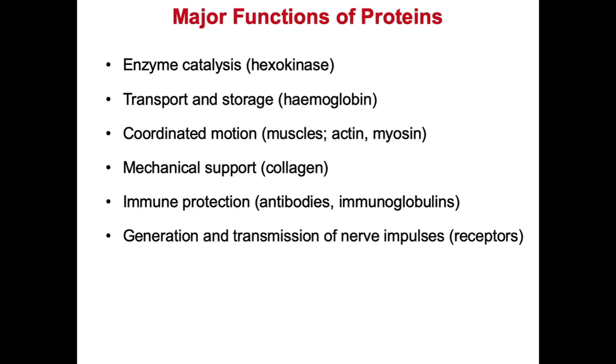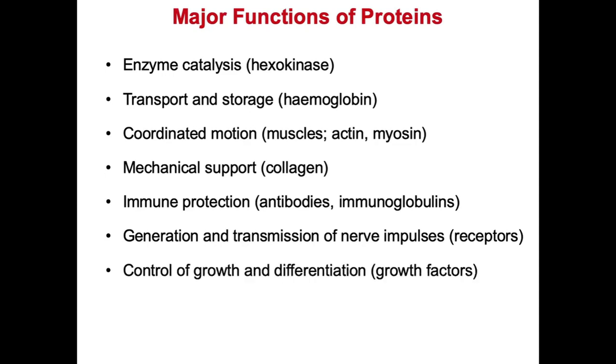Generation and transmission of nerve impulses. So receptors in the body that respond to signals are also made of protein. And they also control growth and differentiation. So many of the factors that are produced by your body that stimulate your cells to proliferate or to grow and divide are made of protein.